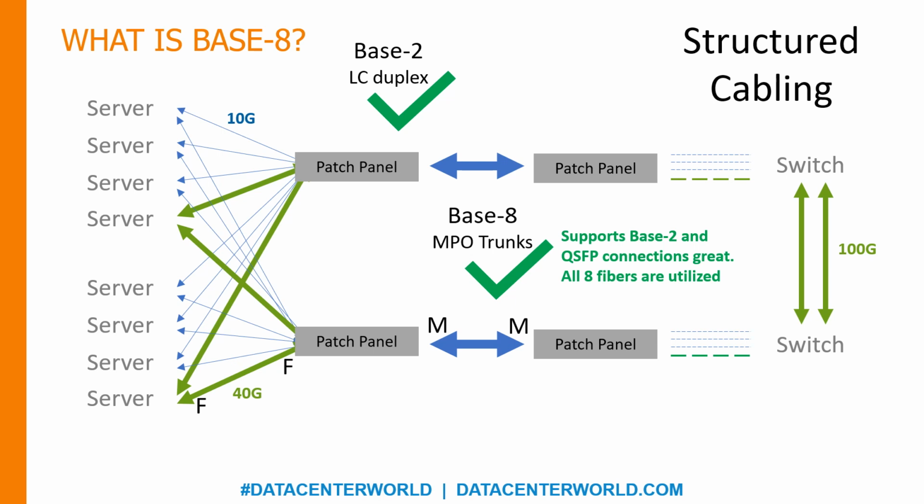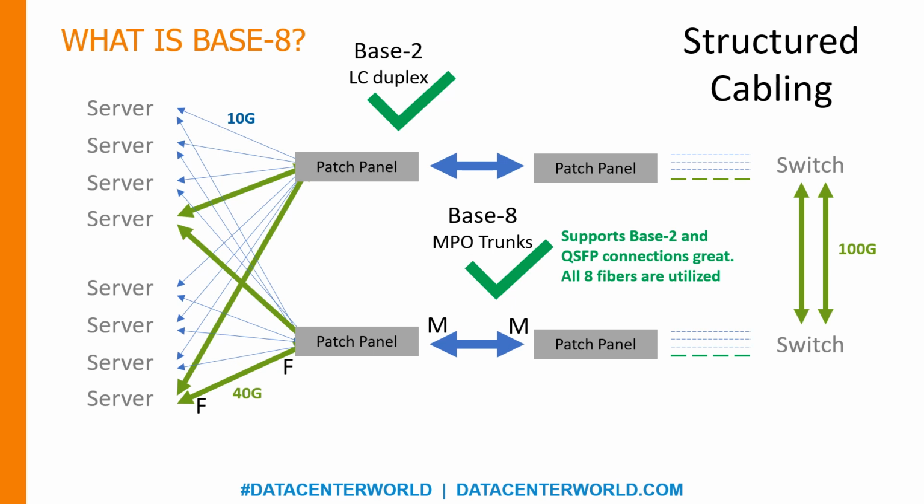And this is where base 8 can really provide you with a better fiber backbone, because it can support those 2-fiber base 2 connections out to your servers extremely well, but it also has the added advantage of being able to support QSFP connections, those 40 and 100 gig connections, across that base 8 backbone without stranding 4 fibers. So you're using all of the fibers efficiently in your backbone.